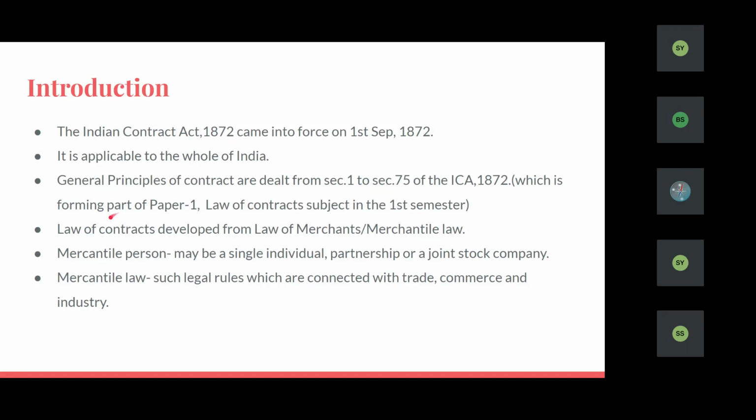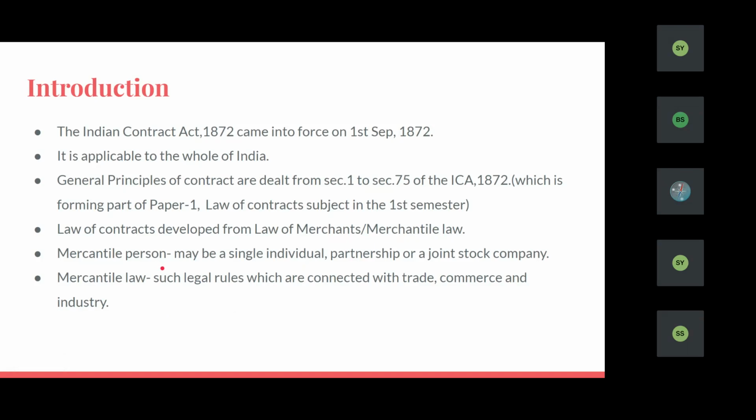So where is law of contracts coming from? What paved the way for the Britishers to write this law called law of contracts? We can say the parent of law of contracts is law of merchants, or the mercantile law. Now you may be thinking, who are merchants? What is mercantile law? Let us know about that.